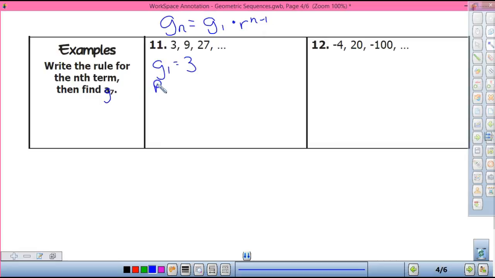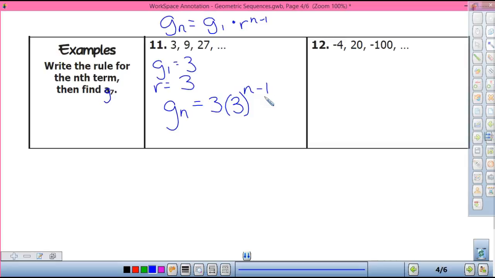3. What's my common ratio? 3, because we're multiplying by 3. All right, so let's write our formula. G sub n equals 3, then put your common ratio, it's going to help you to put it in parentheses. So times, what's my ratio? 3 to the n minus 1. So that's what my formula looks like.